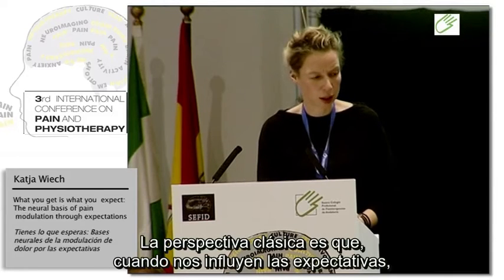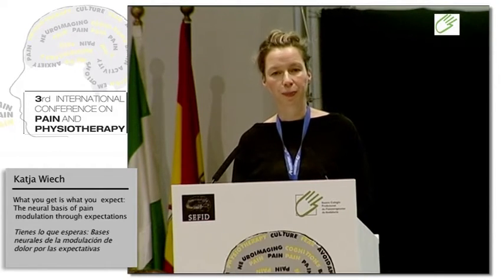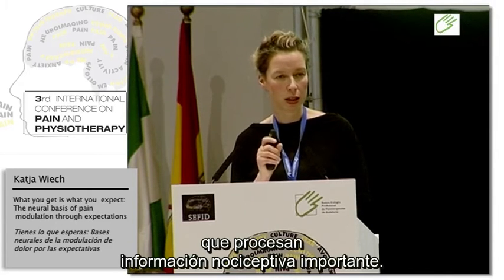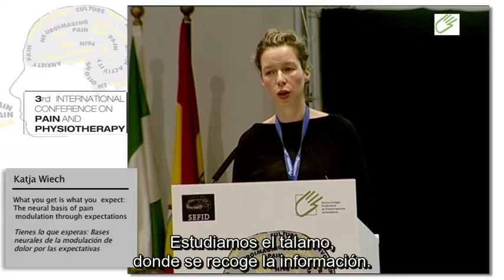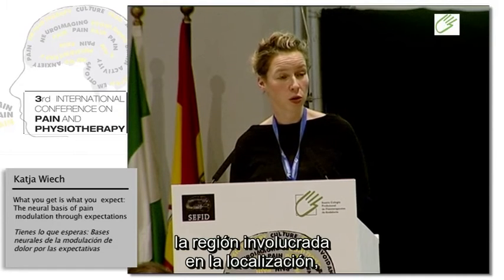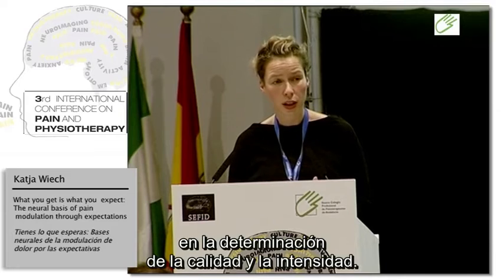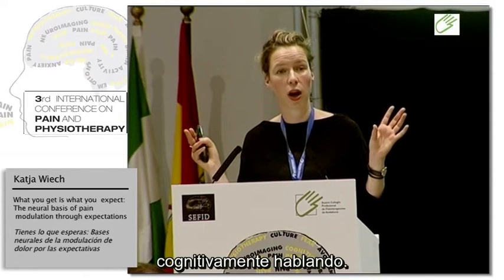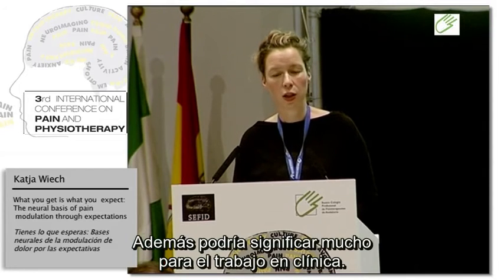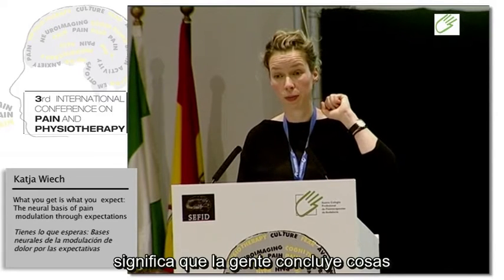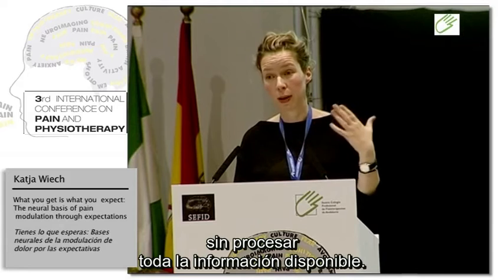Well, the classical view is that when we have an influence of expectations, the sensory processing changes. So we're always looking at areas that process hardcore nociceptive information. So we would look at the thalamus, where information comes in. We would look at S1, the region that is involved in the localization, in the determination of the quality and the intensity. But we wouldn't necessarily look at regions that are higher level cognitive areas. Plus, it could also mean a lot when it comes to the clinical work, because what we see here, a change in decision making, means that people are jumping to a conclusion without necessarily processing all the available information properly.